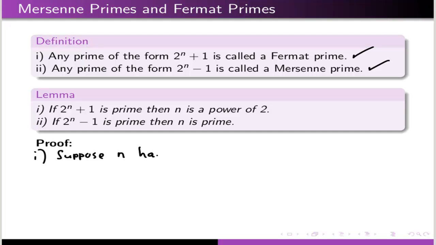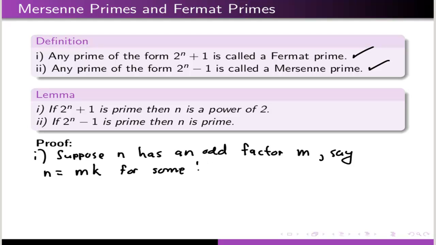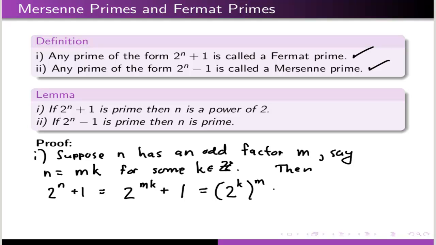Suppose n has an odd factor, it doesn't have to be a prime factor, just an odd factor, m. So say n is m times k for some k in the integers. Then if I'm looking at 2 to the n plus 1, I'll write it like this, and think of this as being an mth power, where m is this odd number. So it's 2 to the k to the m plus 1.